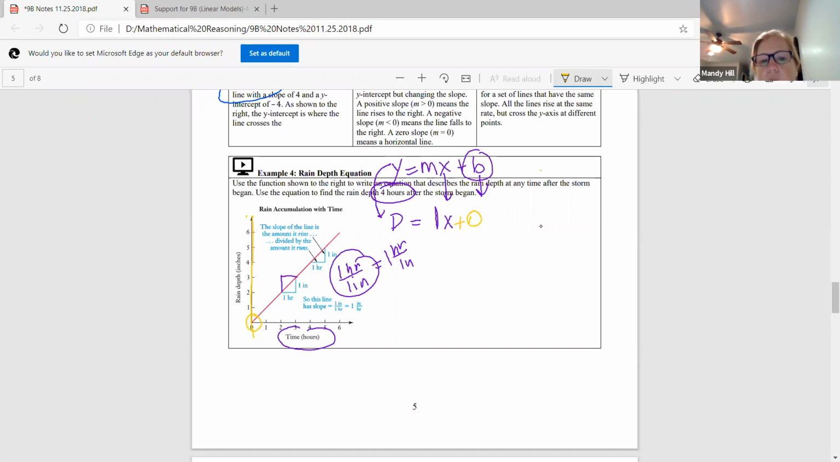So if they want to know what the rain depth is after 4 hours, we would plug in a 4 for x. So we say, well, the depth is 1 times 4 plus 0, which is going to give us 4 inches. Okay, and we kind of want to check. If we go to 4, we go up, we go over, that's correct. 4 hours gives us 4 inches.